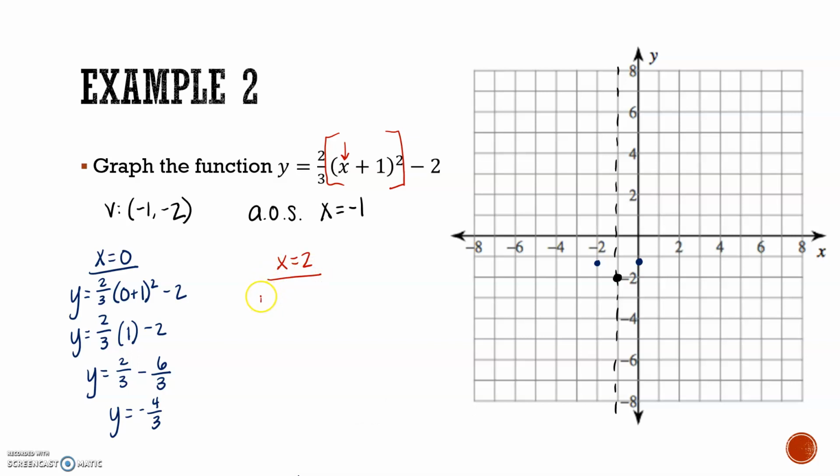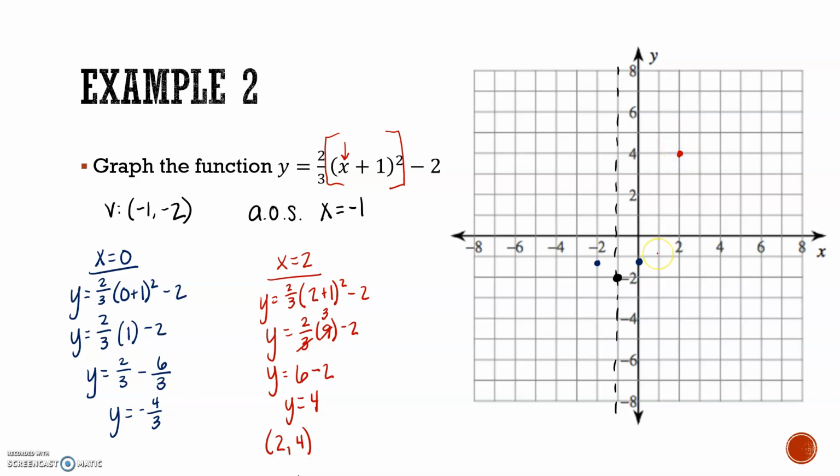I would get y equals 2/3 times 2 plus 1 squared, and minus 2. So this would give me 3, and 3 squared is 9. So y equals, and when I do this, that would make a 3. So I would have 6 minus 2, and y would equal 4. So my fraction gets canceled out, and my final answer would be the point 2, 4.